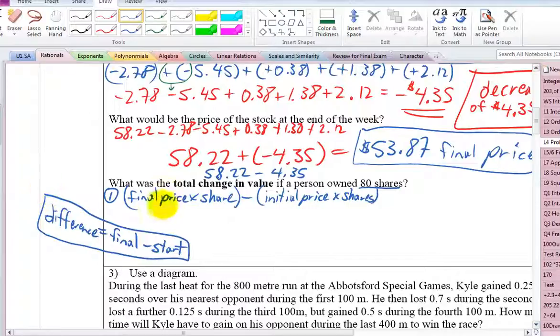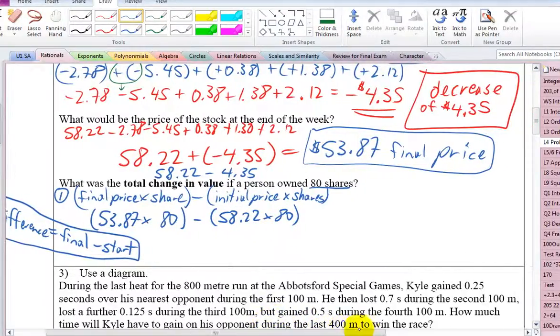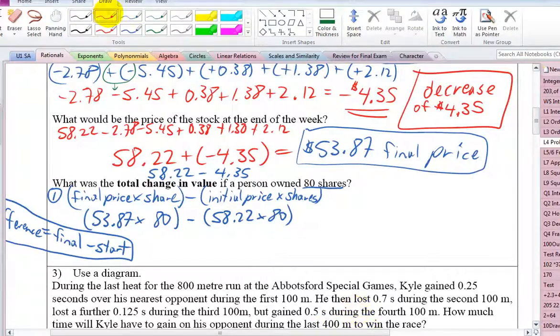So if I did that, I would take $58.22. Whoops, I just about screwed that up. My final price is $53.87. Multiply that by 80 shares. Remember, this price is for each share, and we have 80 of them. Then we subtract the initial $58.22 times 80. Okay.